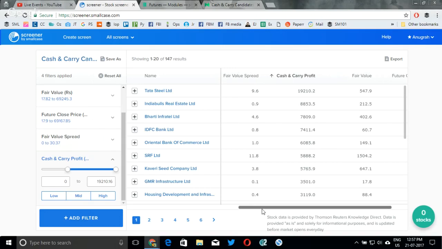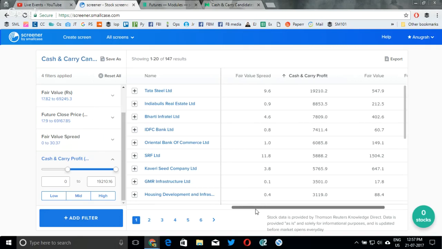The important thing to note here is that all the data that we are showing is end of day close yesterday. So at end of day close yesterday, the fair value spread for Tata Steel was 9.6. This is the first thing that we calculate, that is, the difference between the fair value and the futures traded price. Given that this is positive, there is a cash and carry arbitrage opportunity.